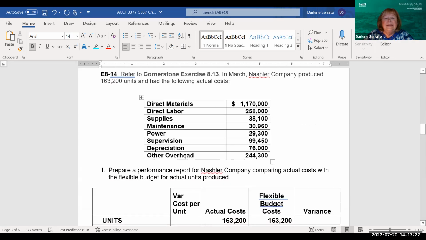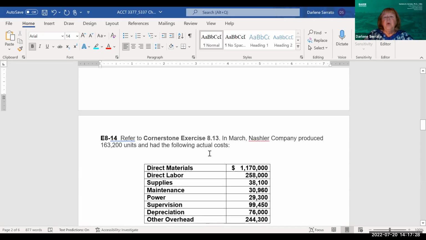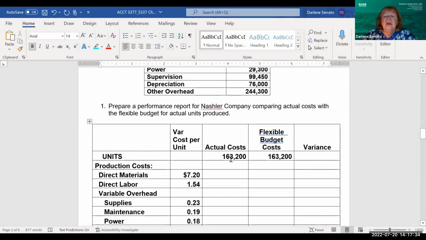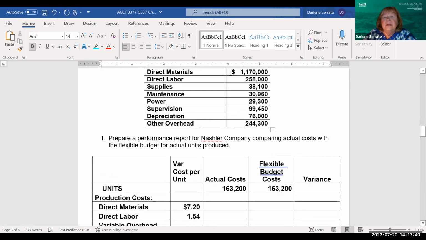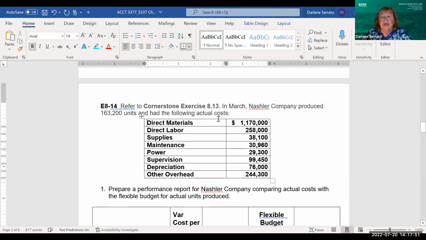Okay. So we're using the same data. This time we're preparing a flexible budget by restating the static budget to the actual level of activity. Okay. So we want a column for actual cost, a column for flexible. So these are our actual cost.